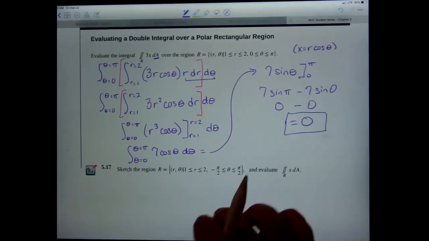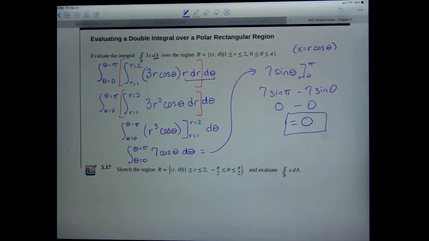So I want you to just set up 517. Don't worry about working it, just set it up. This is to make sure I get through the notes.